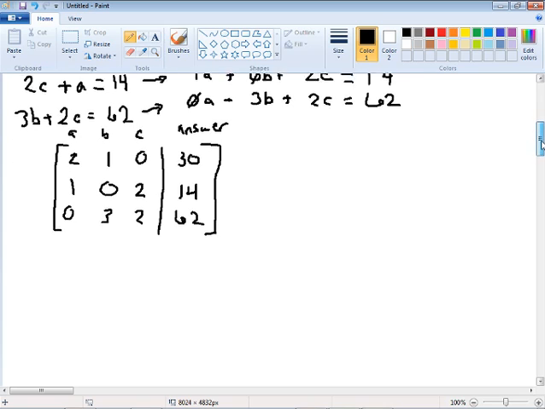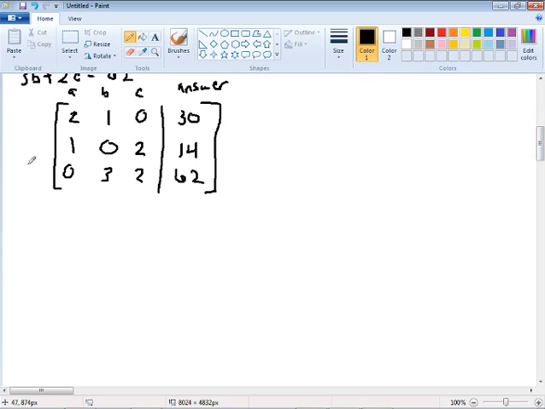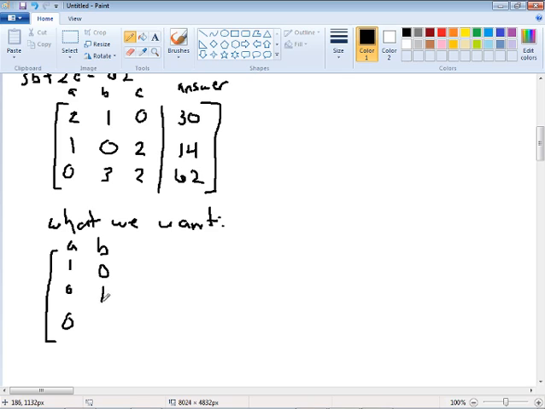So what we're trying to do is work with this matrix to get it to look something like this. What we want is a matrix that looks exactly like this. For A, 1, 0, 0. For B, 0, 1, 0. For C, 0, 0, 1. And then we want the answer.